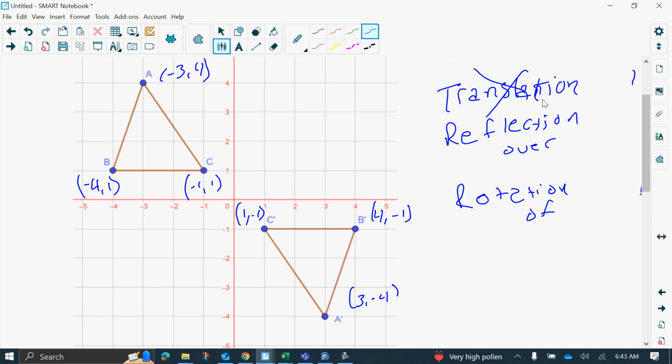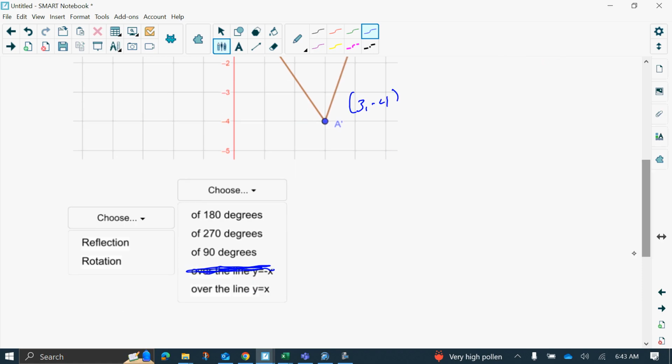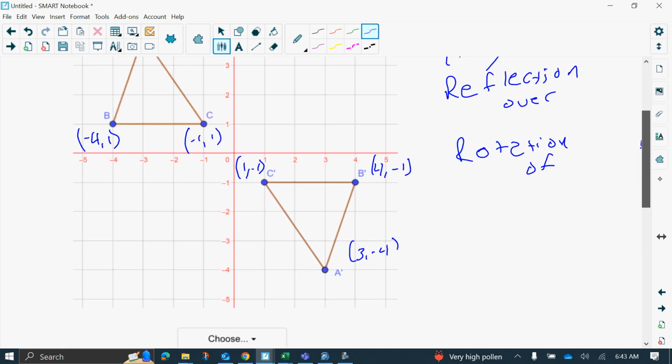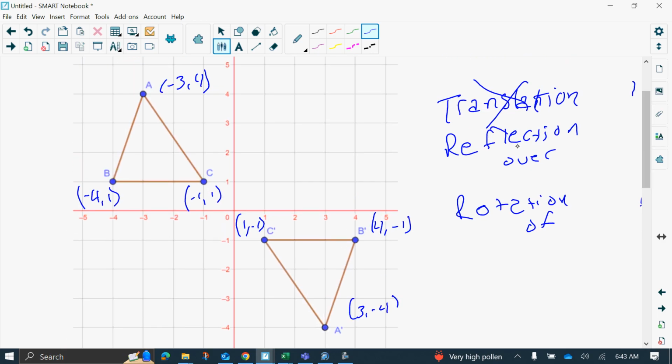Y equals x says just switch the order. So instead of negative 3, 4, it would be 4, negative 3. Well, this isn't 4, negative 3, so there goes that one. And so that means we can get rid of reflection. So that means it has to be a rotation.